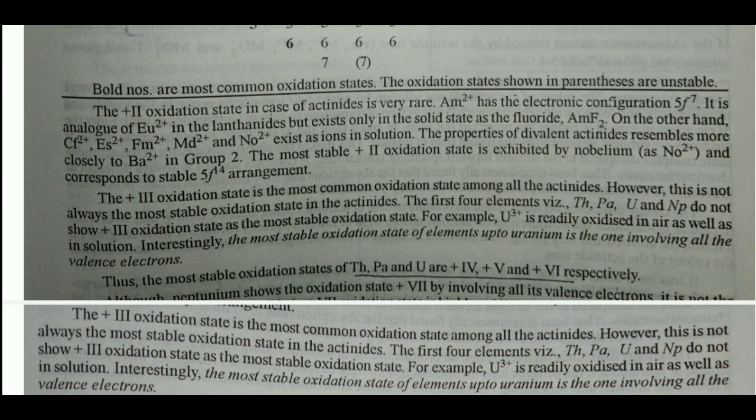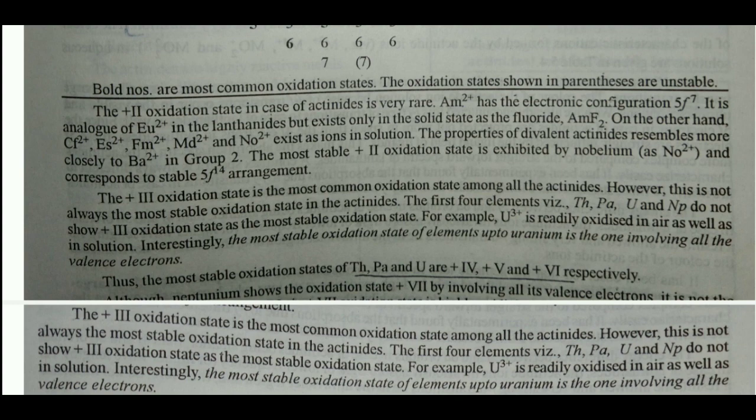The +2 oxidation state in case of actinides is very rare. Am2+ has the electronic configuration 5f7. It is the analog of Eu2+ in the lanthanides but exists only in the solid state as the fluoride AmF2. On the other hand, Cf2+, Es2+, Fm2+, Md2+ and No2+ exist as ions in solution. The properties of divalent actinides resemble more closely those of Ba2+ in group 2.